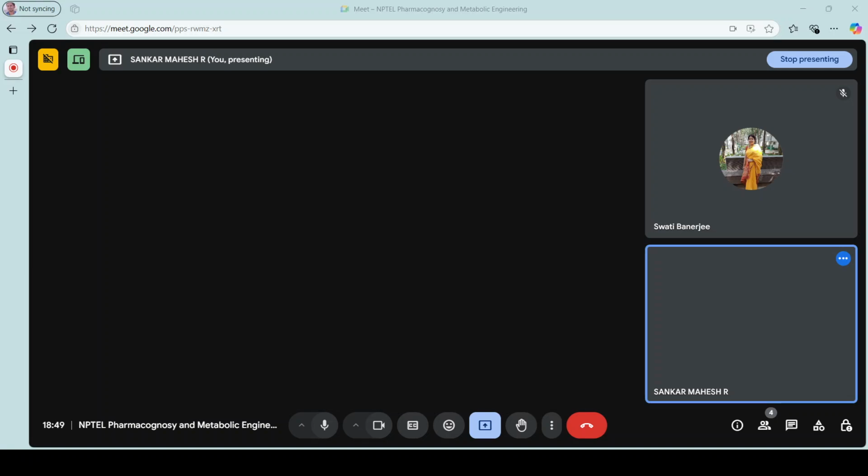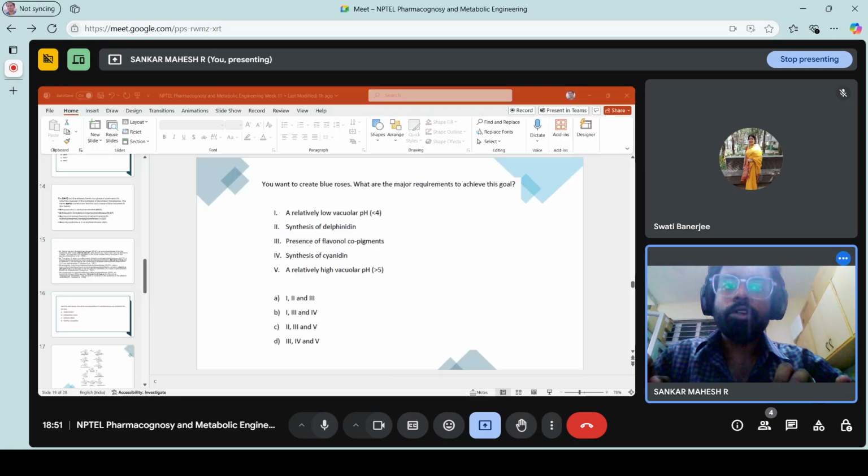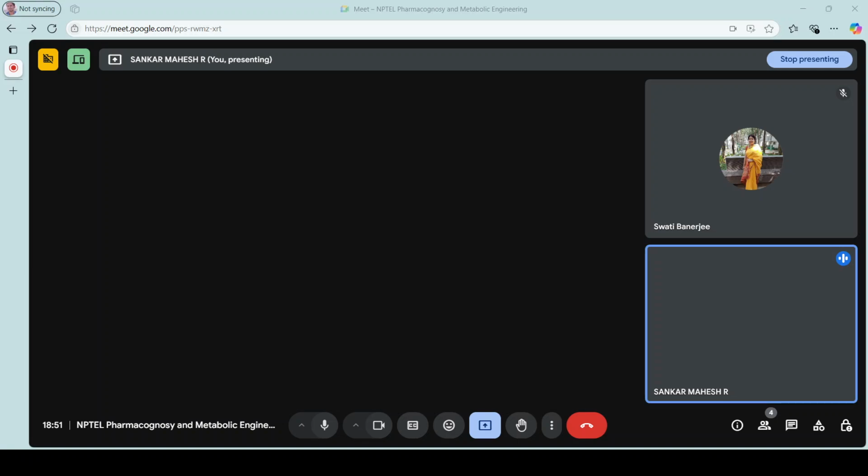Okay, so we need to think about the colors, cyanidin and delphinidin. Let's look at this. This is cyanidin, this is delphinidin. Among these, cyanidin is towards the reddish purplish, whereas delphinidin is towards the blue colorish. So let's go with delphinidin. With that, we eliminate any options with option 4, that is option B and option D. Then we also have to talk about the pH.